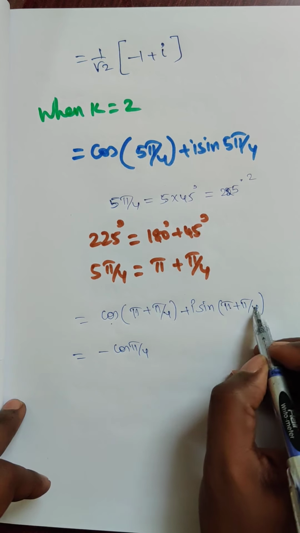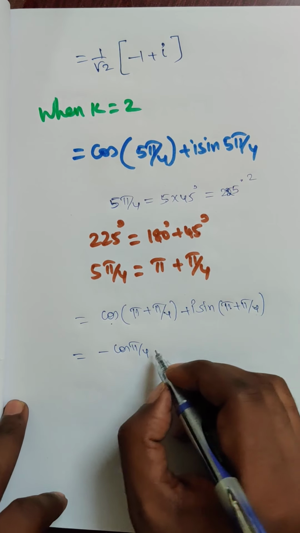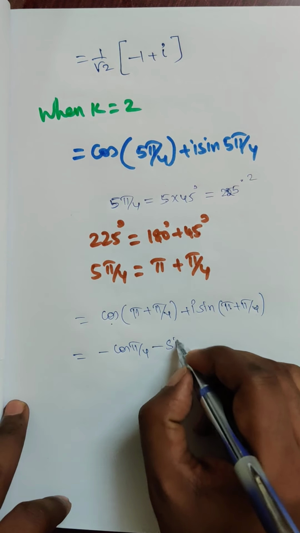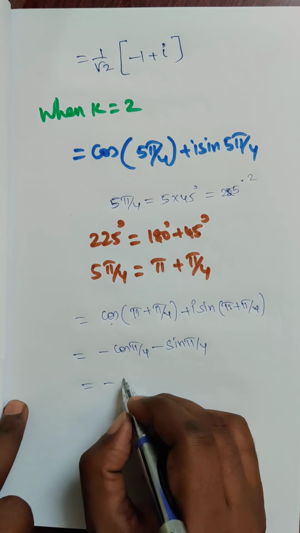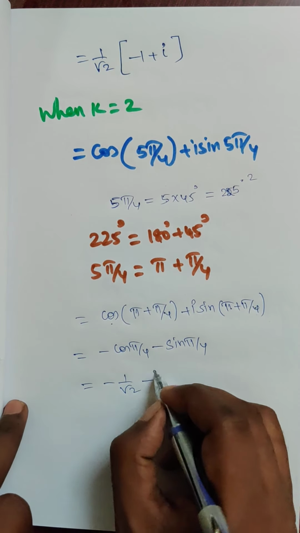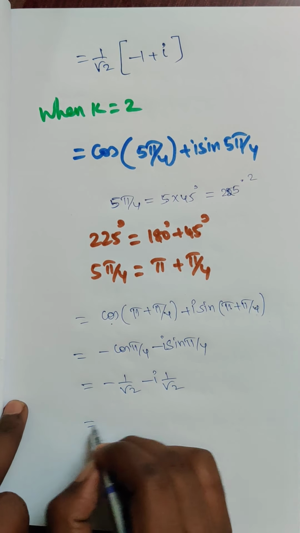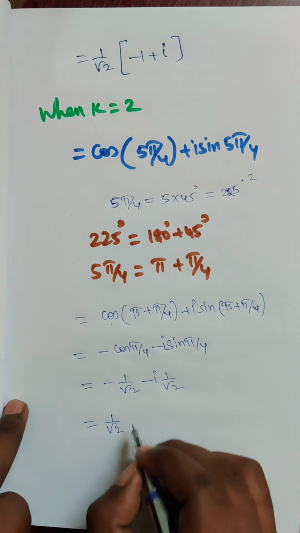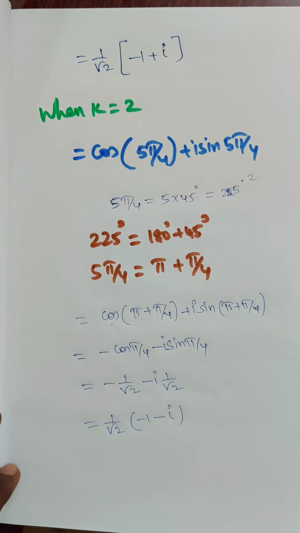Sin 180 plus theta is also third quadrant. In the third quadrant, only tan and cot are positive, others are negative. So minus sin pi by 4. So that is equal to minus cos pi by 4, value 1 by root 2, minus i sin 45, that is also 1 by root 2. So now 1 by root 2 I am going to take outside, minus 1 minus i. So this is the third root.